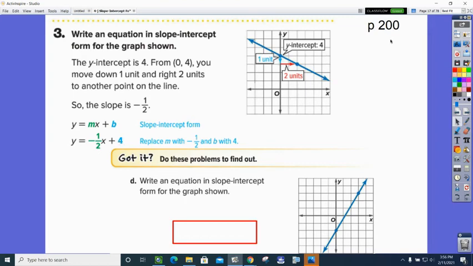Okay, you're going to do page 200, part D. You're going to write an equation by starting y equals. You're going to put the slope in front of the x, figure out what the slope is, and the y-intercept after. Okay, try it. All right, y equals, now what is the slope?